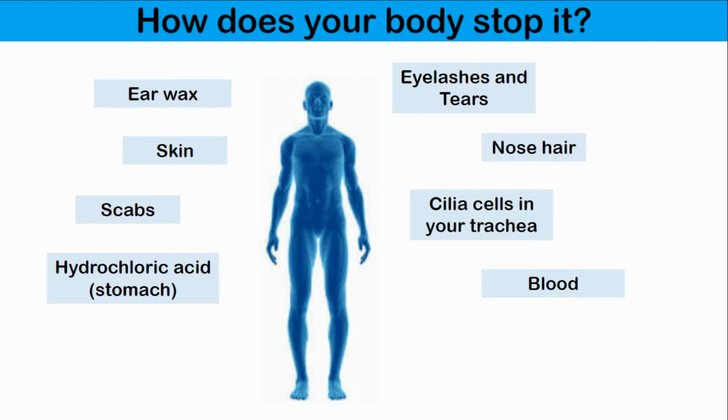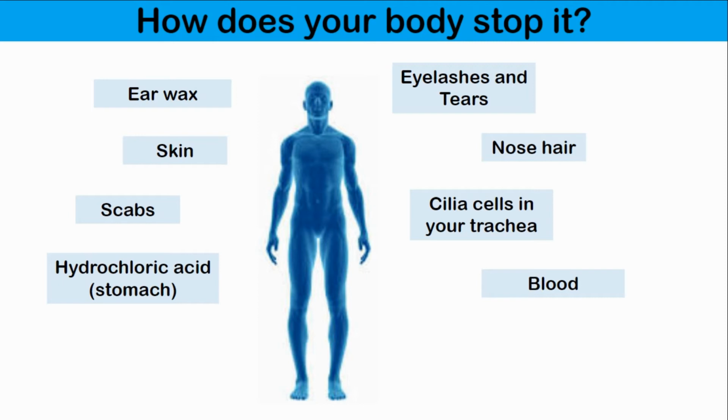You've got eyelashes to prevent things getting in your eyes, and tears if they do get in your eyes. Whenever you get poked in the eye, have you ever wondered why your eye waters? It's to use tears to flush it out mechanically and to break down things chemically. It's got an enzyme called lysozyme in there which breaks down bacterial cell walls. We've got nose hair to prevent things going up your nose.